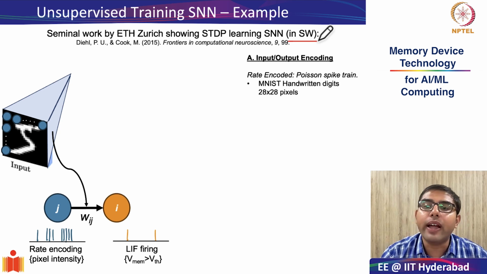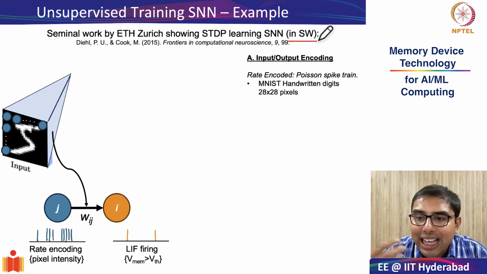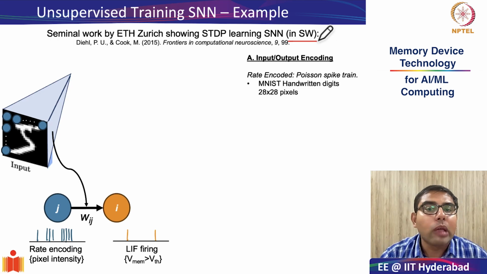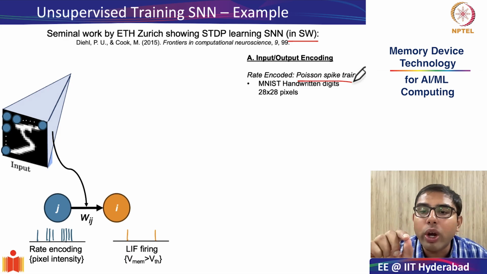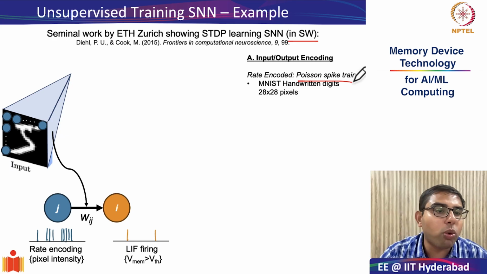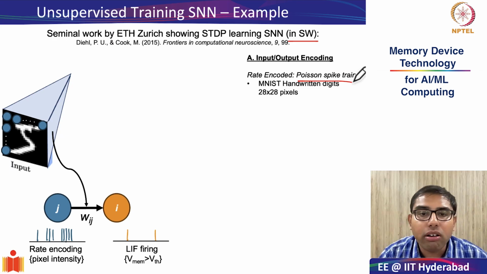So first, let's look at the input and output encoding scheme. As we discussed in the previous lecture, mostly input and output encoding happens through the Poisson spike train. But before that, what are we encoding? We are encoding the MNIST image. I hope you remember what the MNIST data set is. It is a bunch of handwritten digits, roughly 28 cross 28 pixels, and each pixel intensity will then be converted into spikes using a rate-coded Poisson process. We had already discussed in our previous lecture that rate encoding essentially means that the rate of the spikes over time is proportional to the pixel intensity.